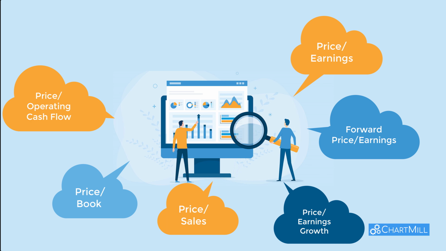The price-to-operating cash flow ratio evaluates a company's stock price relative to its cash flow from operations. It provides insight into a company's ability to generate cash. And the price-to-free cash flow ratio evaluates a company's stock price relative to its ability to generate free cash flow, which can be used for growth, debt repayment, or returning value to shareholders.